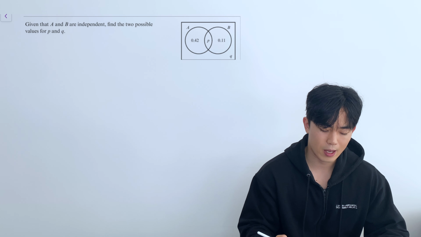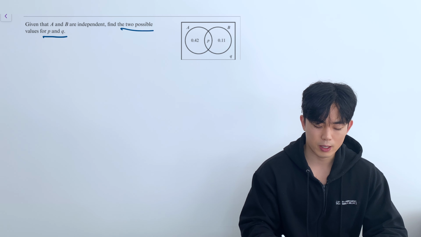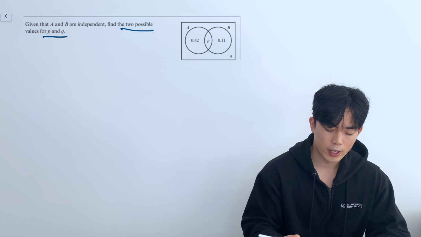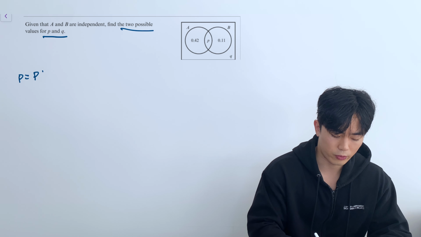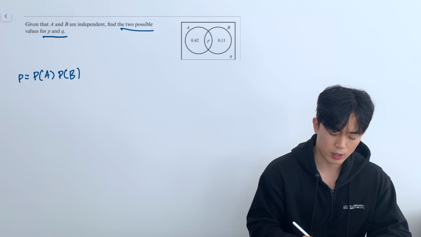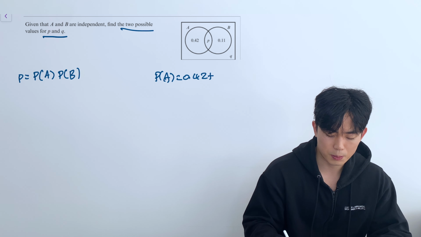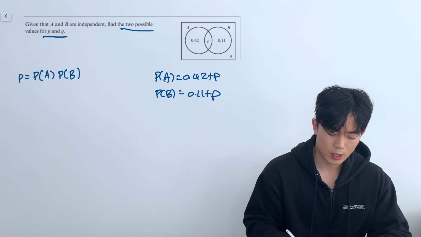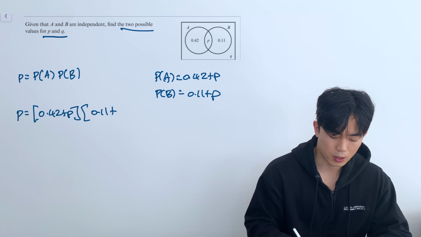So we have, given that A and B are independent, find the two possible values of P and Q. Right, so we have P inside and Q outside. So we know that independent means that P, that's the inside part, right? It's going to be the product of the probability of A times the probability of B, like this. Okay, so we can say that the probability of A is going to be this 0.42 plus P. The probability of B is going to be equal to 0.11 plus P. So therefore I can say that P is equal to (0.42 plus P) multiplied by (0.11 plus P), like this.